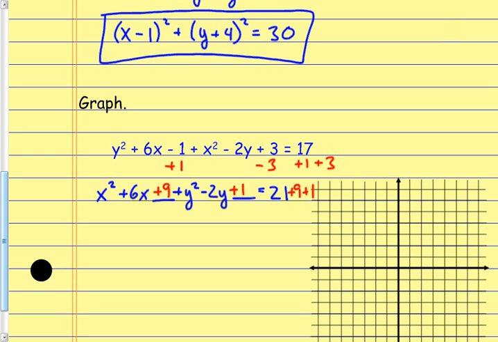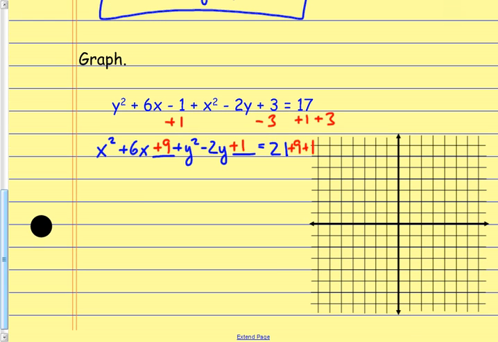And now I just do a little bit of simplifying. This is going to factor into an x plus 3 squared. This guy factors into a y minus 1 squared. Over here, I add all this together. It looks like it gives me a 31. And so now I need to identify my center and my radius. The center is going to be negative 3, 1. Again, I take the opposite of each of those.